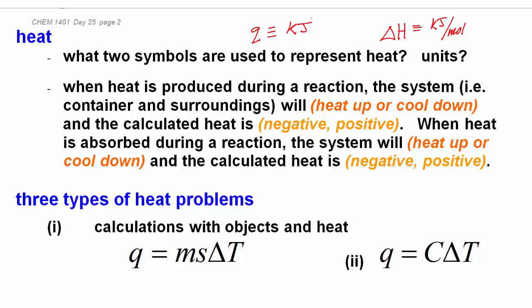When heat is produced during a reaction, the system, in other words the container and the surroundings, heats up. The temperature goes up, and the calculated heat is negative. That's the convention. You have negative heat. That means energy is being lost, energy being given up. When heat is absorbed during a reaction, the heat is being absorbed from the surroundings, so it's going to cool down. Things get colder with an endothermic reaction, and the calculated heat is positive.